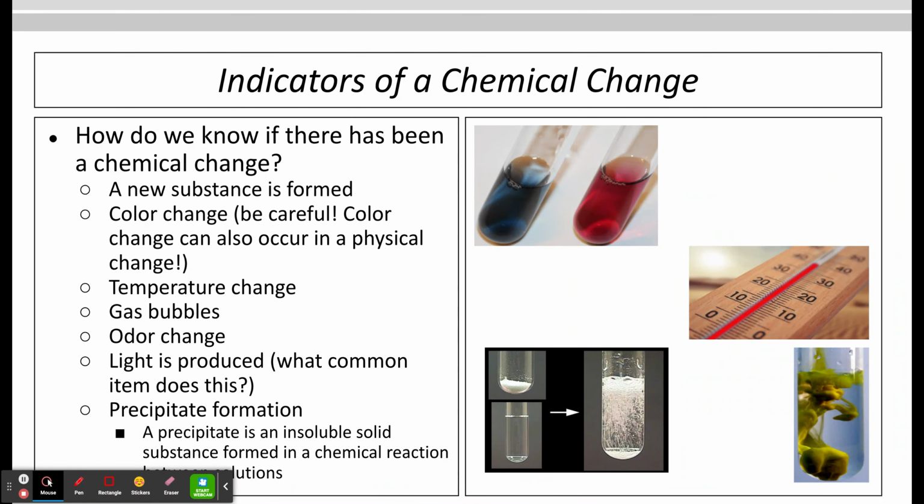When we talk about bubbles being formed, we're talking about the new substance that is being created, like CO2 from baking soda and vinegar. Light is produced, and precipitate. Precipitate is an insoluble solid that's formed in the chemical reaction between two solutions. So precipitation just means a solid that is formed in solution.